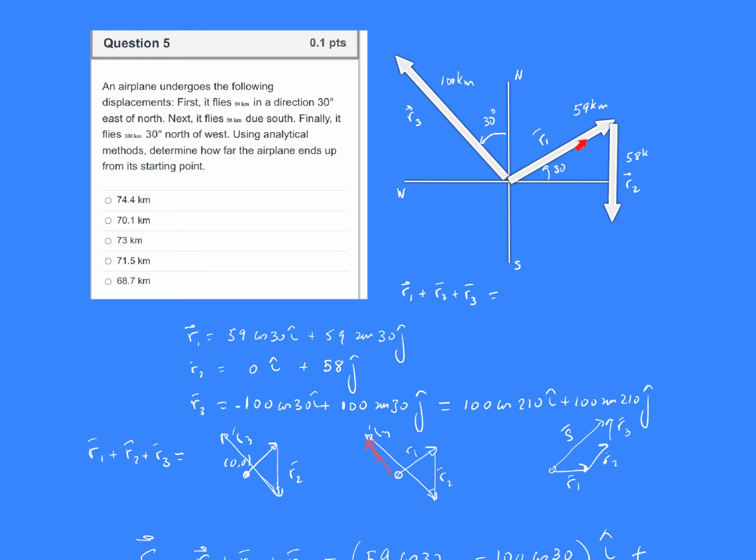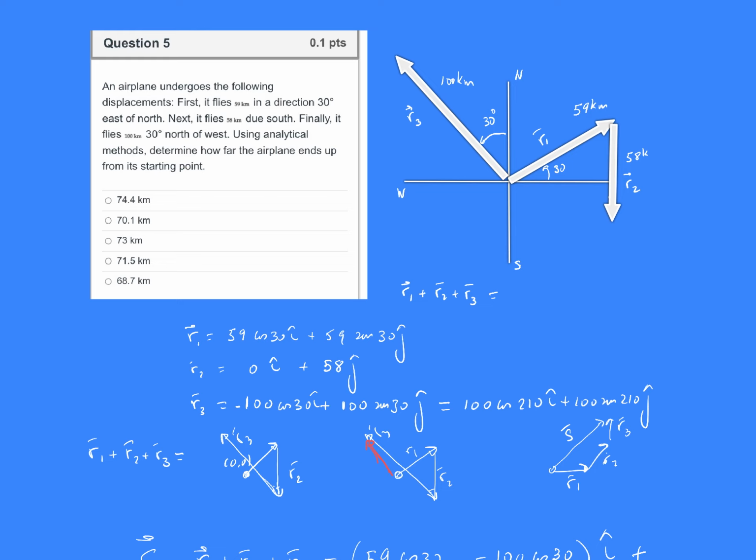The first vector, the first displacement is this one. The second displacement is this one. And the third displacement is this one, but if I want to sum, I need to put this displacement, the third one, on the head of the last one to produce the sum. If I do it, it will be here. R1, R2, 58 kilometers, and R3 is 100 kilometers going 30 degrees to the north.